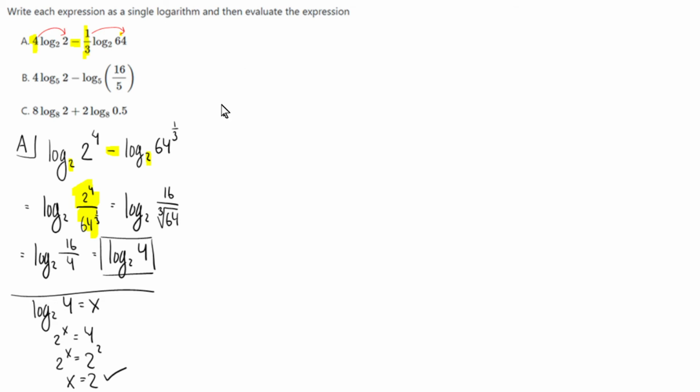In B, we are going to do the same thing we started with in A. This numerical coefficient 4 is going to be moved into the power position. So we're going to start with that. So we can write log with a base of 5 of 2 to the power of 4 minus log with a base of 5 of 16 over 5.